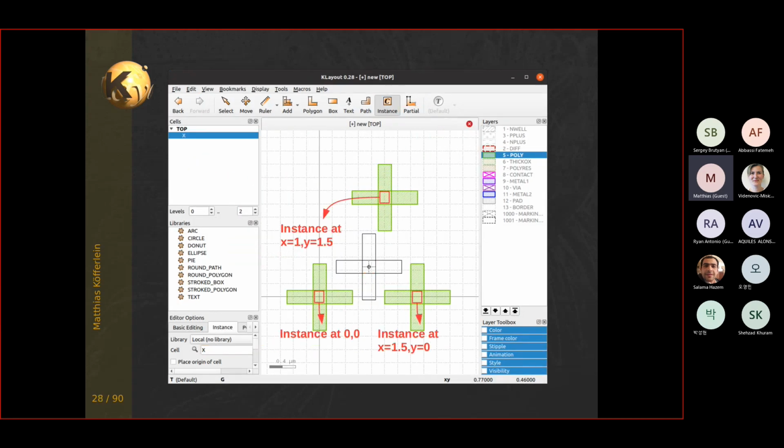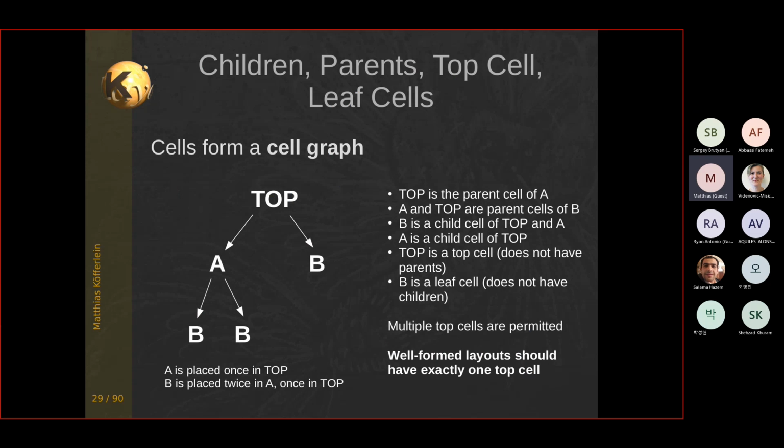Okay, this is how you do it, just what I showed you. This is a cell. So these cells logically form a graph. So you have a top cell, you have child cells. In this case, the B cell is used inside A and inside the top cell directly. So this is perfectly normal. And on the right, you see the terminology that we usually use. So the top cell is the cell which doesn't have parents. You can even have multiple top cells in GDS. That's not something every mask maker will accept, but you can have them if you like to provide multiple blocks into a single GDS file.